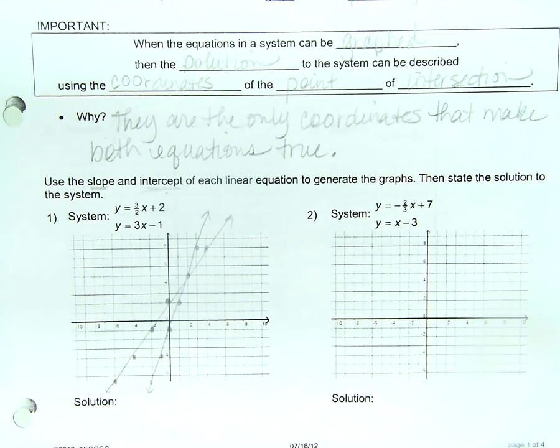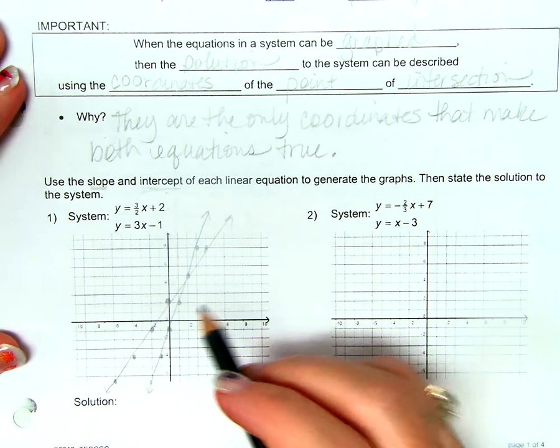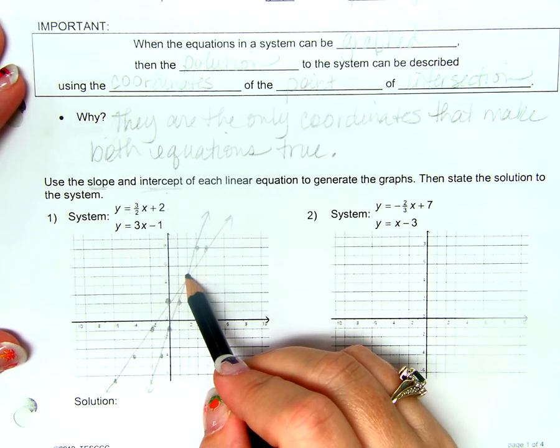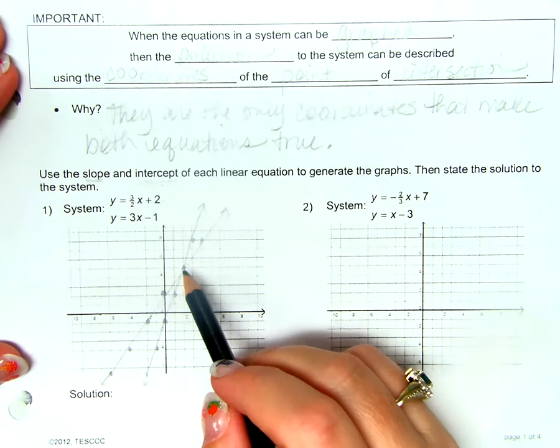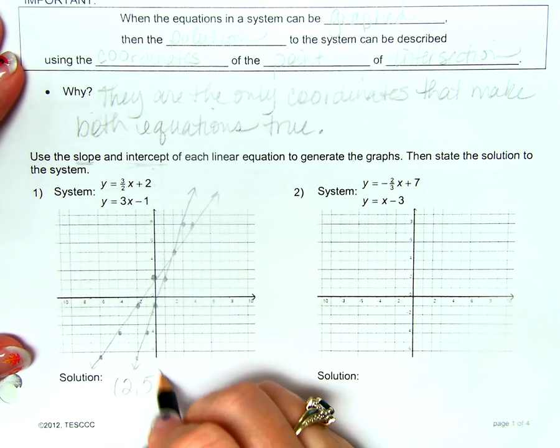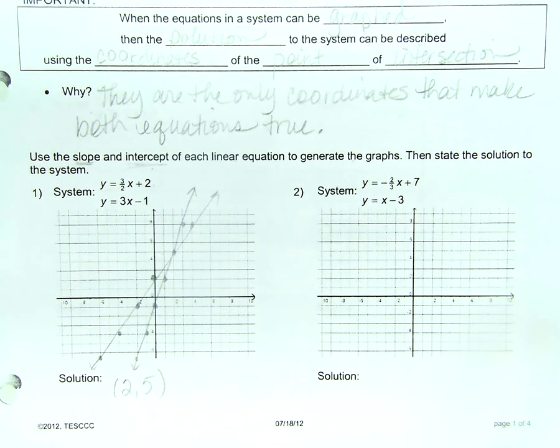So tell me, where is the solution? Two, 5. Is that the solution? How do I know it's the solution? It's where they cross. 2, 5. Done. Questions?